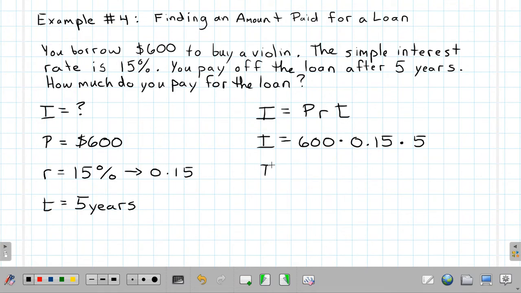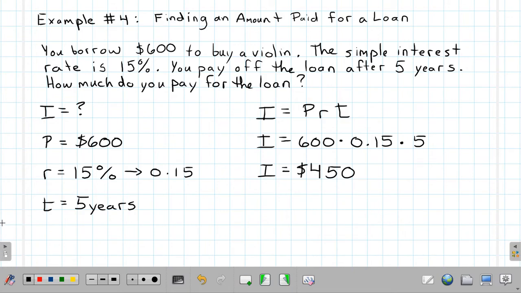Okay. I'm going to take a little bit of a shortcut here. Technically, you would do 600 times 0.15, then multiply that times 5. But if you're clever about it, you can actually do this multiplication all at one time. So 600 times 0.15 times 5. It's actually going to give you 450. Well, 450 what? Well, we calculated interest, so that's $450.